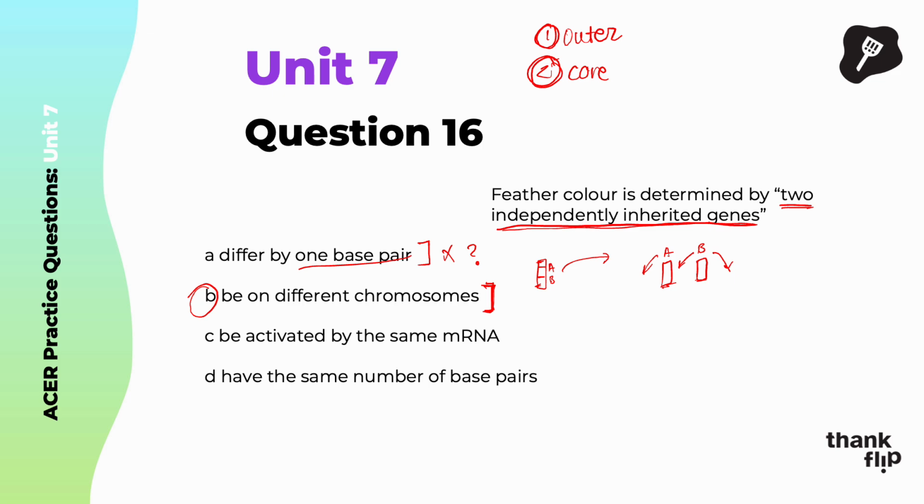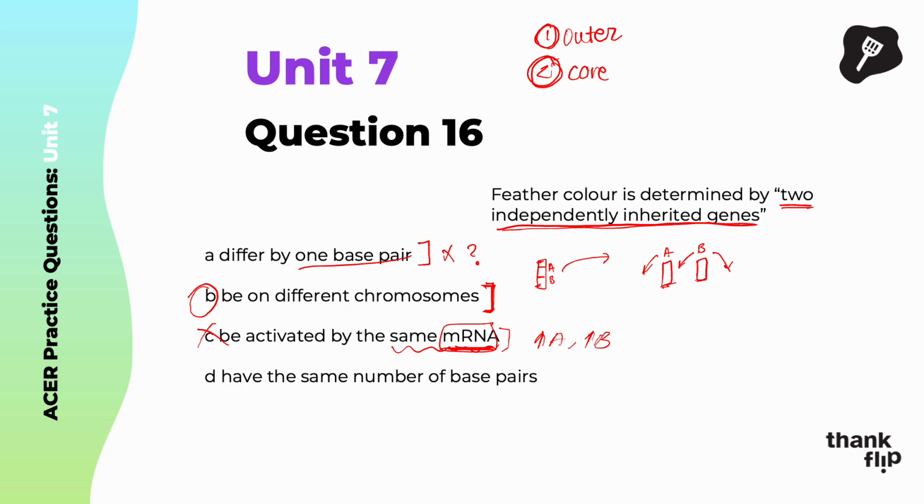Then we have C, be activated by the same mRNA. You don't really need to know anything about genetics. If it's activated by the same whatever, you know it's not independent. They are dependent, because if you have more of this mRNA, then you're not only increasing A, you're also going to be increasing B because they're activated by the same molecule. So they are dependent on each other. This one you can pretty confidently eliminate.